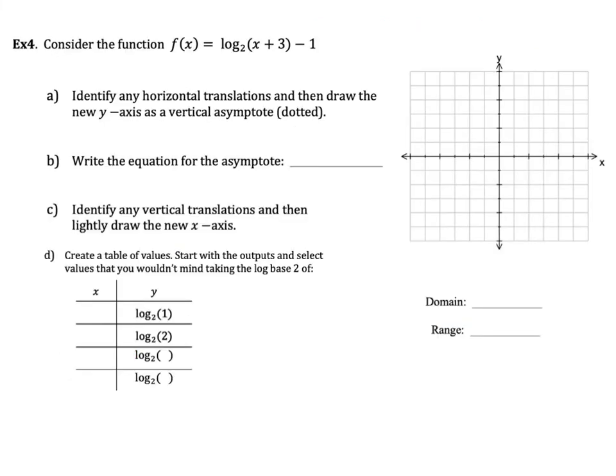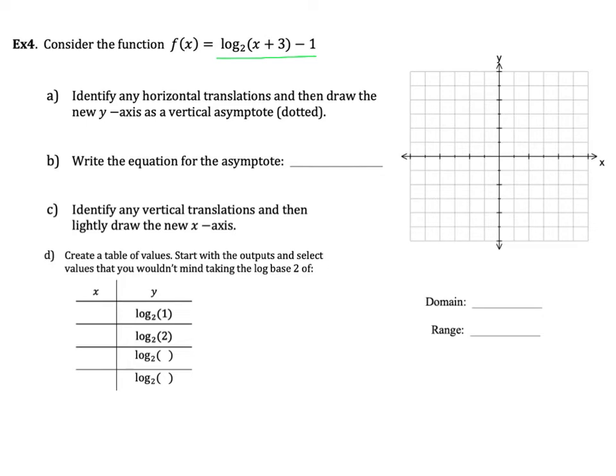Okay, example 4, we are going to work on our graphing of a logarithmic function. So we have this f of x. It says f of x equals log base 2 of (x plus 3) minus 1. So letter A says identify any horizontal translations and then draw the new y-axis as a vertical asymptote.